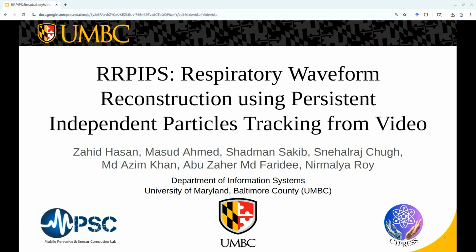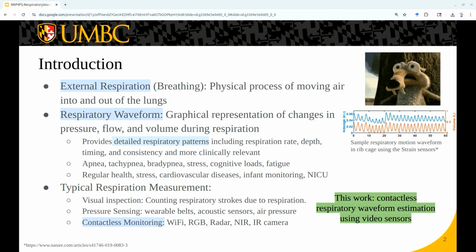This is Jahid Hassan. I'm a postdoctoral research assistant at the University of Maryland, Baltimore County. Today, I'll be presenting our work, RPIPS: respiratory waveform reconstruction using persistent independent particle tracking from videos. This research has been conducted in the MPSC lab at the University of Maryland, Baltimore County, under the supervision of Dr. Nirmal Laray.